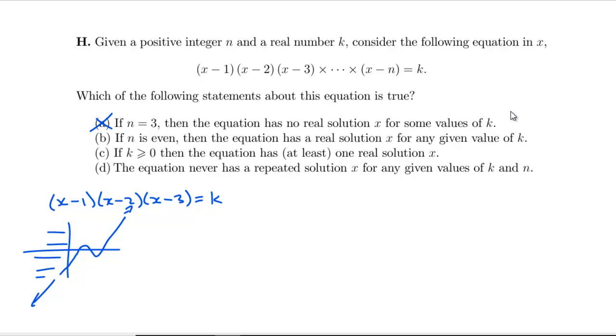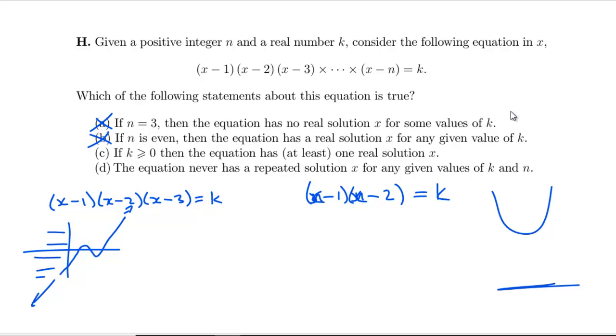If n is even, then the equation has a real solution x for any given value of k. But if n is even, let's just take a simple even case, x minus 1, x minus 2 is equal to k. If n is even, the equation has a real solution for any given value of k. Well, again, that's not true because we've got a minimum on this. If n is even, we've got a minimum. So we've got a quadratic and k could be down here. So that's not going to be true.